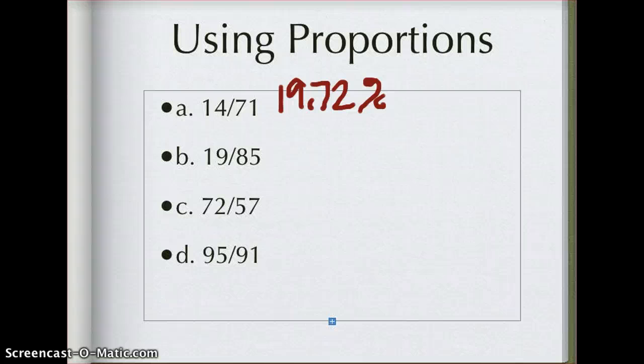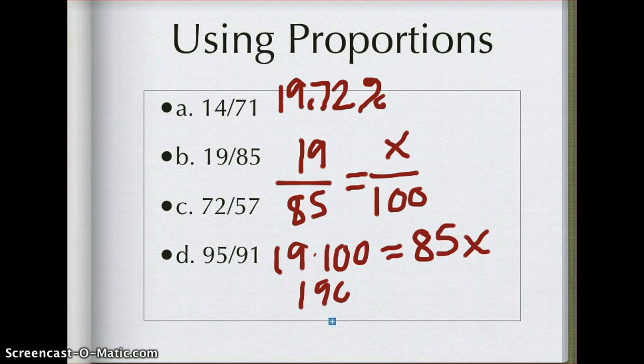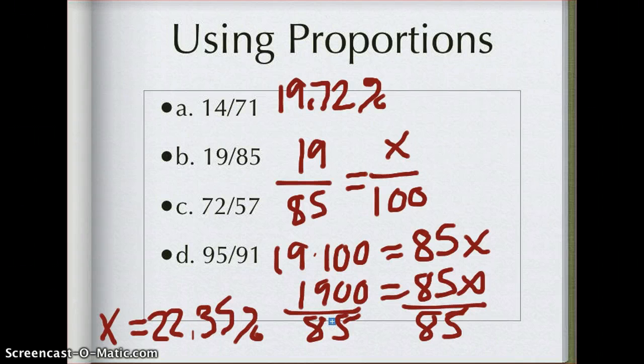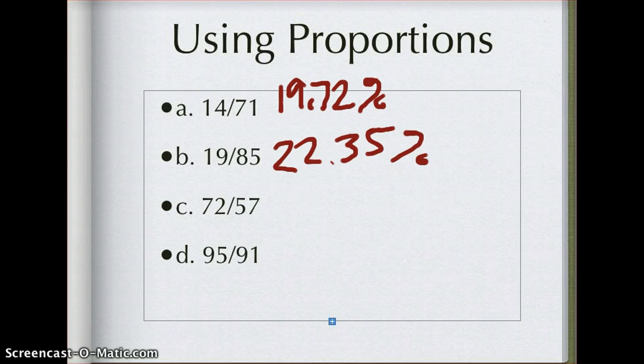Alright, hopefully you've paused the video and you've tried these out. For part B, you would set it up as 19 out of 85 equals x over 100. You do your cross multiplication. You end up with 19 times 100 equals 85x. 1900 equals 85x. Divide both sides by 85. And let's see, 1900 divided by 85 on my calculator, I get x equals 22.35%. So I'm going to erase all this junk so I can do the next problem. 22.35%. Setting up the other ones, I'm just going to do them on my calculator and write down the answers since I've already shown you the setup and I don't want to make the video that long.